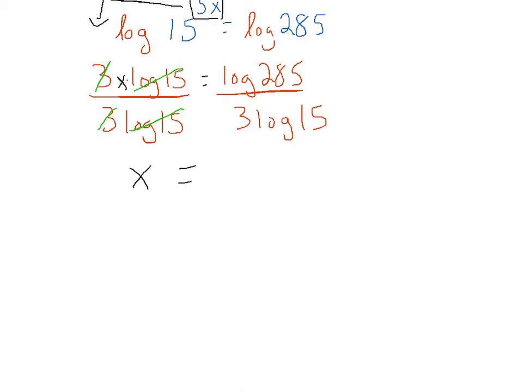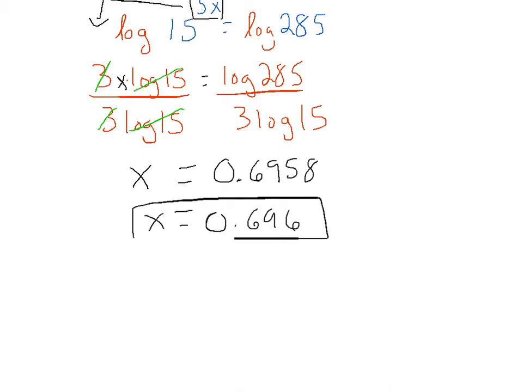And that's going to be equal to what the value of this is. And now we just put this into the calculator. And when we do that, we should get a decimal of 0.6958. And let's go ahead and round this to the third decimal. So it would be 0.696. And so there's our answer.